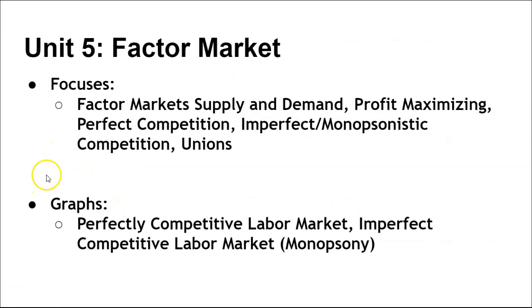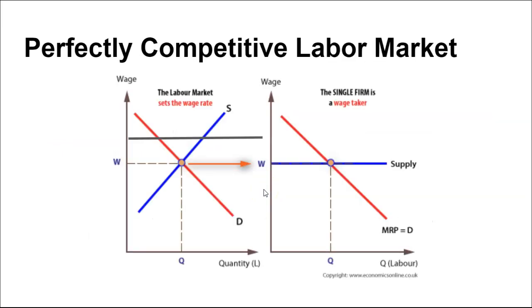So the factor market, unit 5. Okay, factor market, supply and demand, profit maximizing, mostly labor. So here we have perfect competition. So again, we have a side-by-side graph, but here the supply are the workers and the demand are the business owners because they demand the consumption.